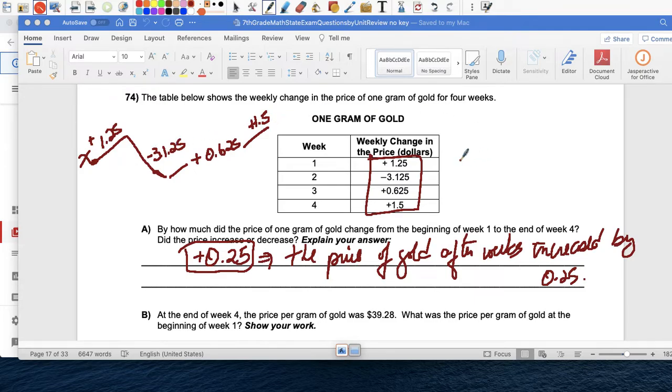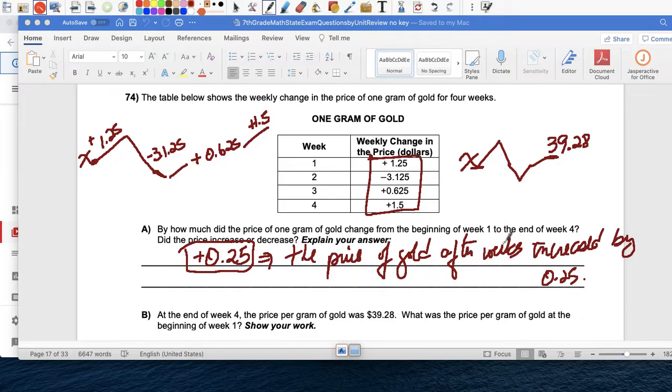So that is all that change up and down, the price of gold. So here's the price of gold. Let me call it X. It went up, went down, went up again, it went up again. Went up, went down, went up, and then went up, right? So it ended up just above. So if you think of this as X, it's just above. And they're telling you that it ended at 39.28.